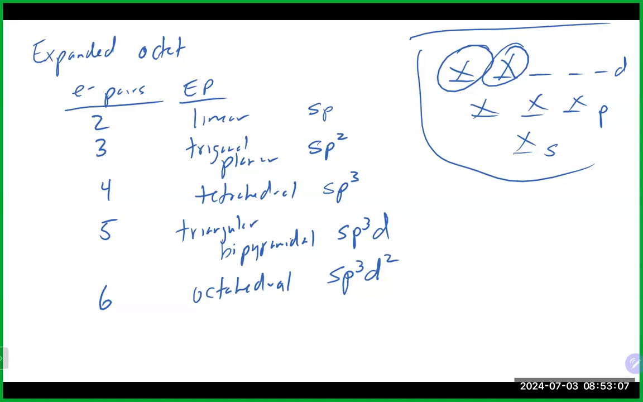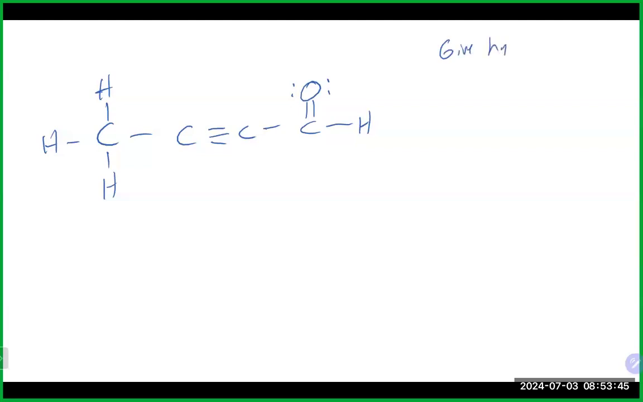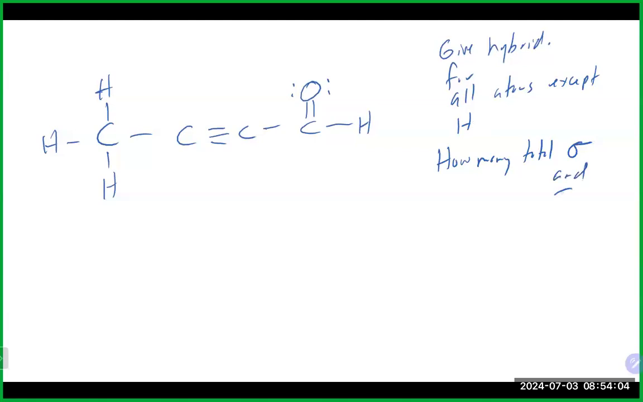Other questions? So, for example, let's just draw something weird. Let's do this. All right. So on this one, give the hybridization for all the atoms except hydrogen. And also how many total sigma bonds and pi bonds are there in the entire thing?